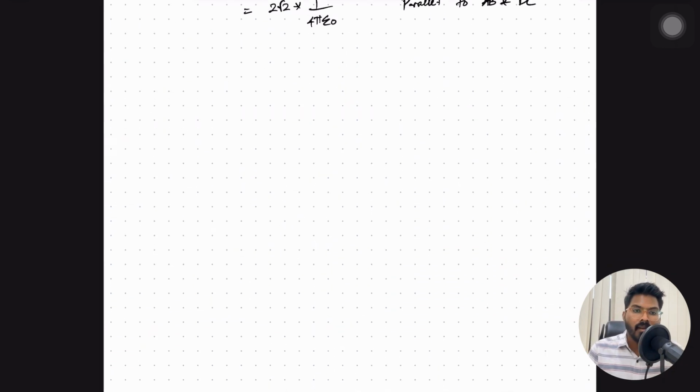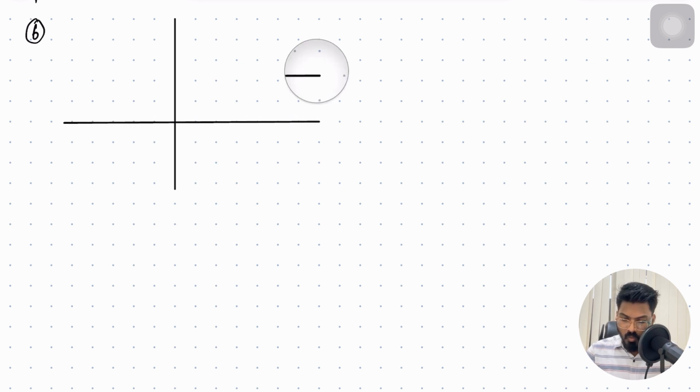We are going to do one last question today. So this shall be our question number 6. In question number 6, we have a setup again of 2 different dipoles, and they are placed on the XY axis. So this is the XY axis, X, Y.